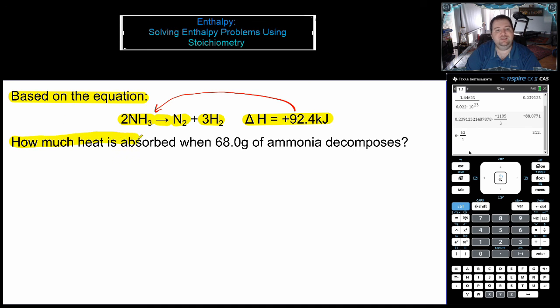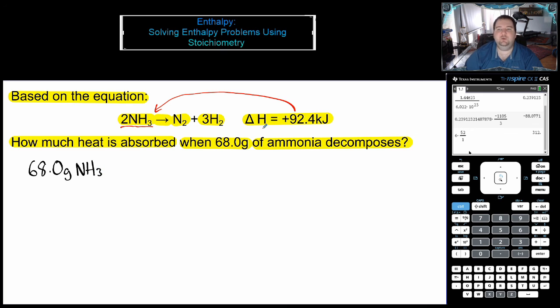How much heat is absorbed? Okay, so it is on this side for sure, and we're wanting to know how much heat's absorbed when 68 grams of ammonia decomposes. Okay, so we have another clue here, which is that we are dealing primarily with ammonia. Let's go ahead and see if we can solve for this. What do we know? We know that we have 68.0 grams of NH3 to begin with.